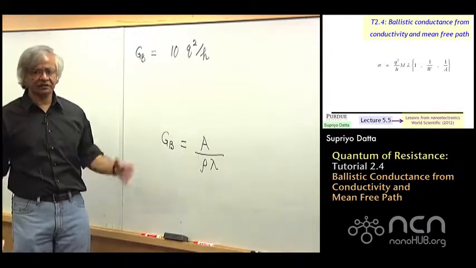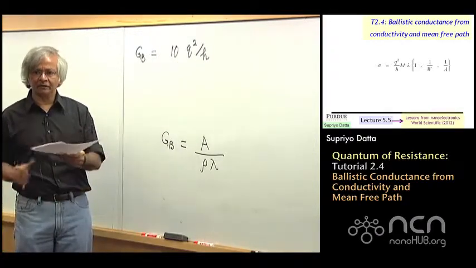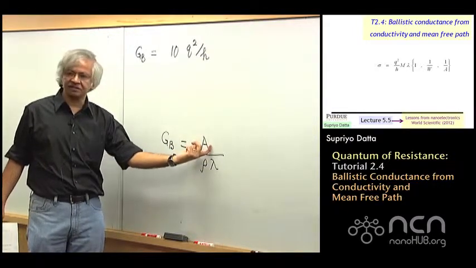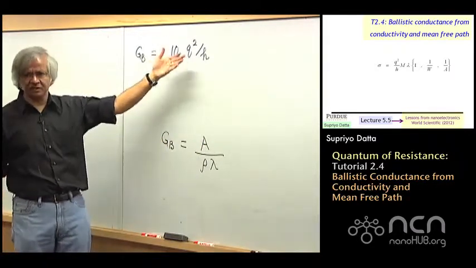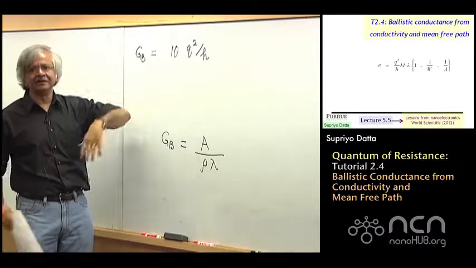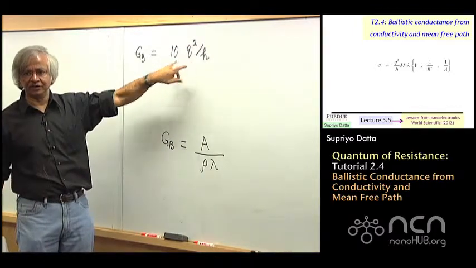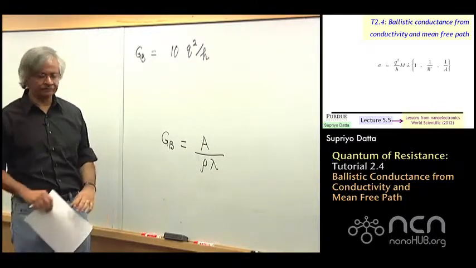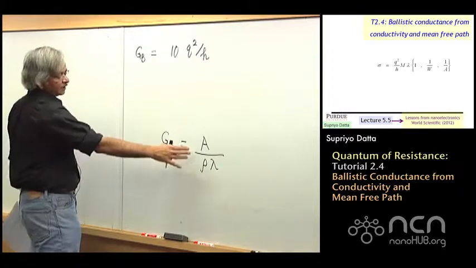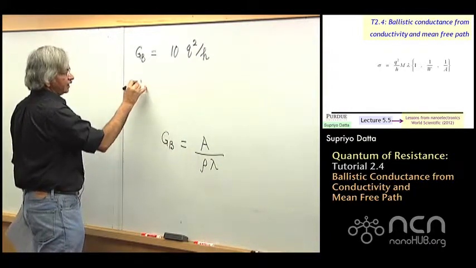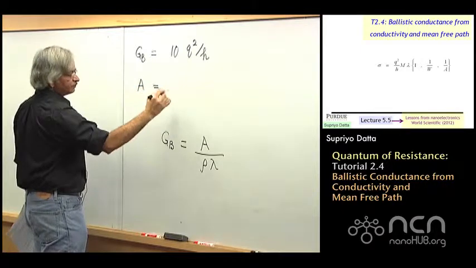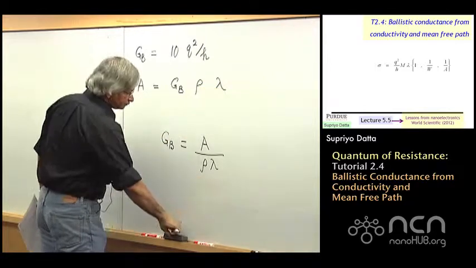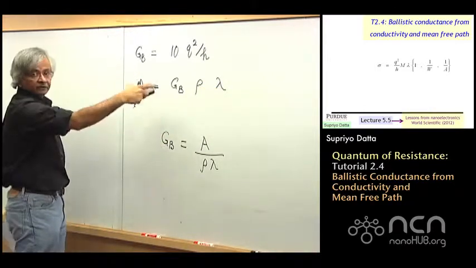So you might ask, given a copper wire, how small should I make its cross-sectional area so that the conductance is a few q squared over h, rather than the millions of q squared over h that you would normally get with a normal copper wire? And what would it be for silicon? So I could turn this expression around. Since I'm trying to find area, I could write it as A equals G_B times rho times lambda. All I've done is turn that around.